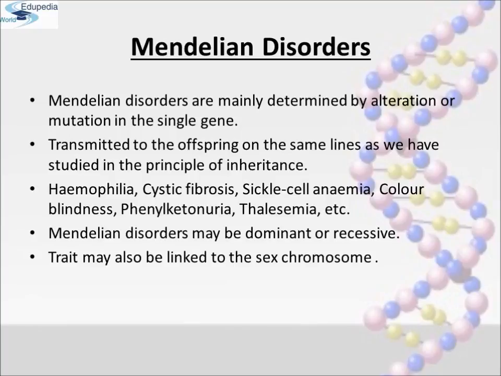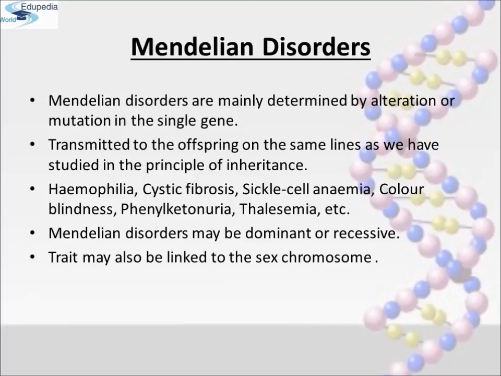What are Mendelian disorders? Mendelian disorders are mainly determined by alterations or mutations in a single gene. These disorders are transmitted to the offspring on the same lines as we have studied in the principles of inheritance. The pattern of inheritance of such Mendelian disorders can be traced in a family by pedigree analysis.